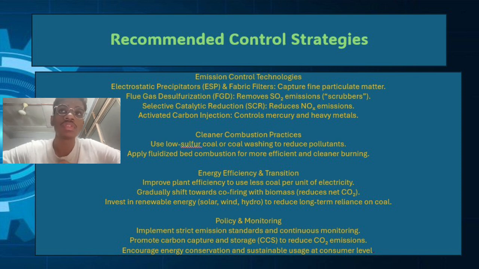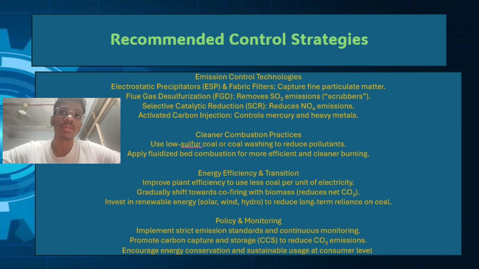And thirdly, we are going to see about the energy efficiency and transition strategy, which improves the plant efficiency to use less coal per unit of electricity and gradually shifts towards co-firing with biomass to reduce net carbon dioxide, and to invest in renewable energy like solar, wind, and hydropower plants to reduce long-term reliance on coal.